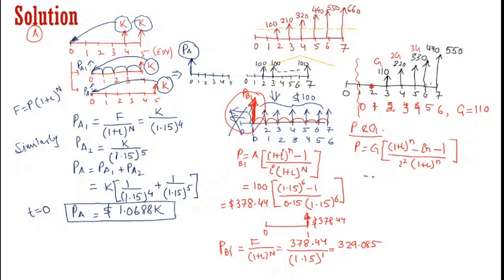So if I put in the numerical values, G is 110, 1 plus i will be 1.15. Now, number of years. So count from here: 1, 2, 3, 4, 5, 6. So it won't be 7, rather it will be 6. Minus i is 0.15 into 6 minus 1, divided by i, 0.15 square of this, into 1.15 to the power n, which is 6.